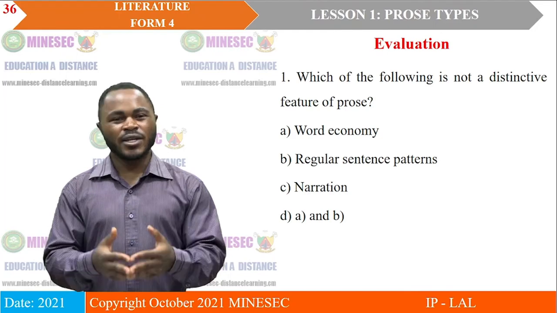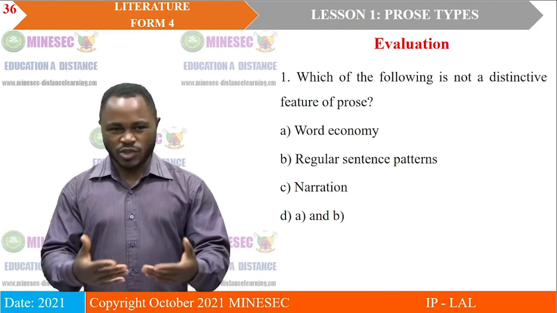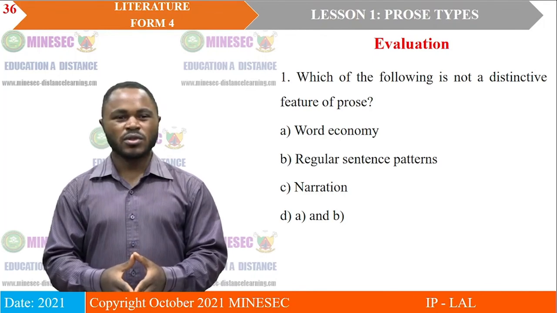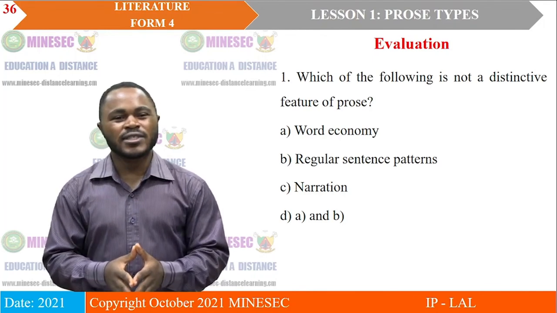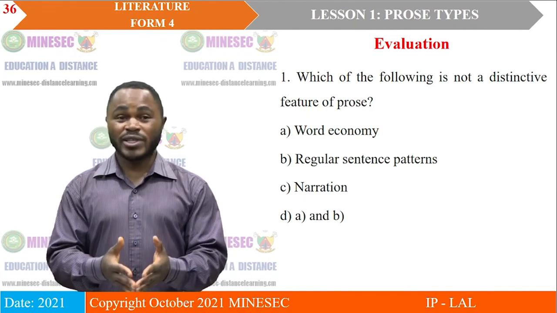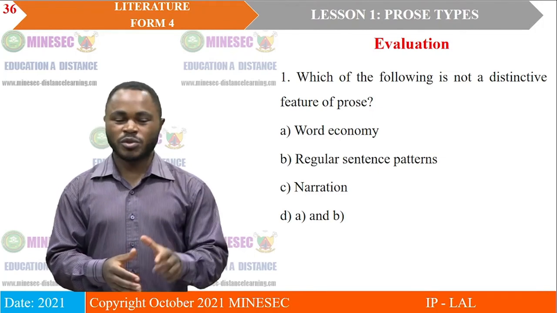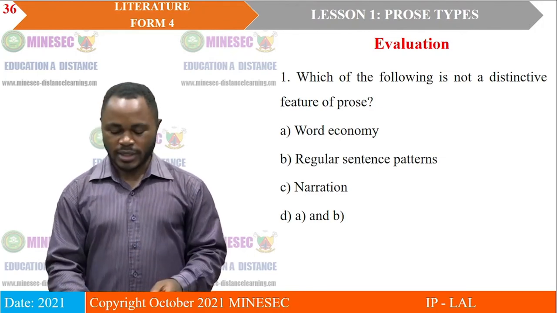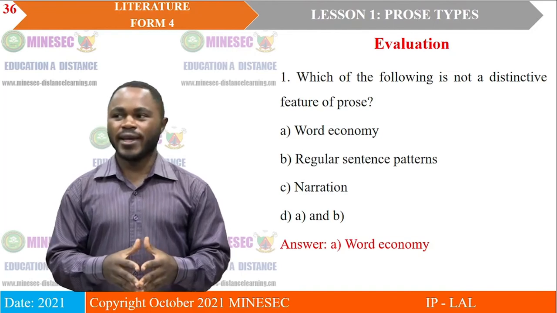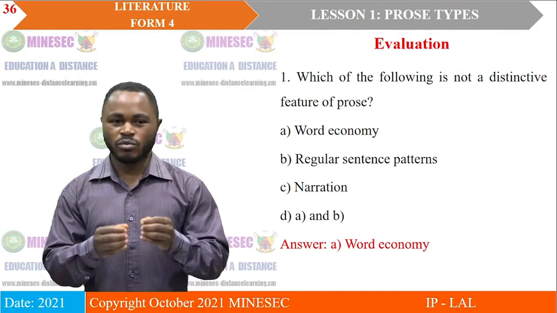On the other hand, regular sentence patterns are used. Narration is used in prose. So what does A and what does D say? D says A and B. So realize that although regular sentence patterns are in fact a distinctive feature of prose, the inclusion of A under option D eliminates that option. That leaves us with the answer being A, word economy. That is not a distinctive feature of prose.